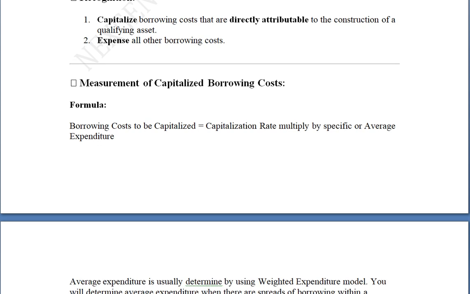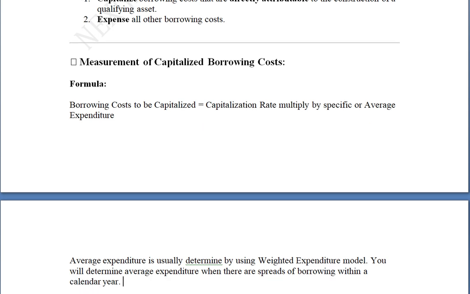How do you calculate? I told you measurement simply means calculation of the value of an item. So, how do you calculate capitalization of a borrowing cost? Borrowing cost can be calculated by multiplying the capitalization rate, which can be the interest rate when it is specific, or the general borrowing rate, by the average expenditure.